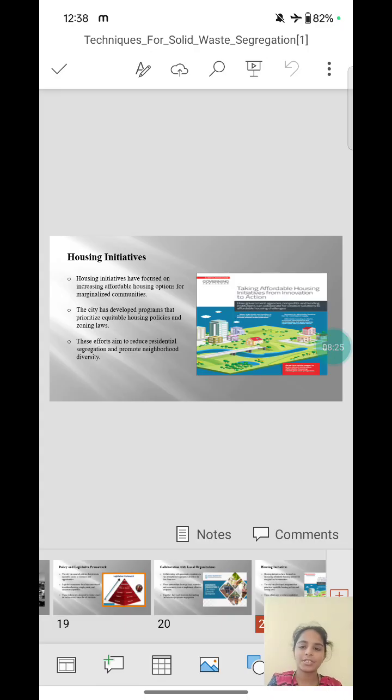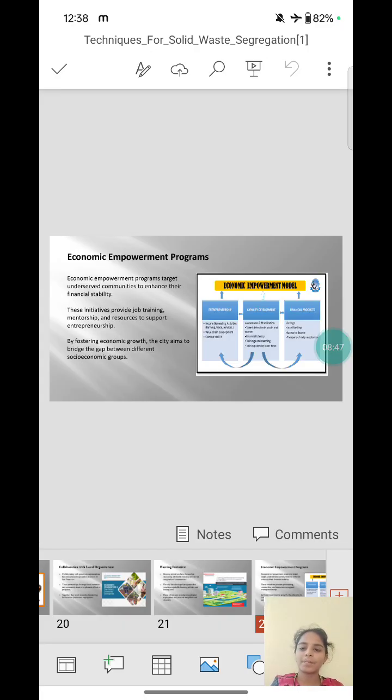Housing initiatives. Housing initiatives have focused on increasing affordable housing options for marginalized communities. The city has developed programs that prioritize equitable housing policies and zoning laws. These efforts aim to reduce residential segregation and promote neighborhood diversity.